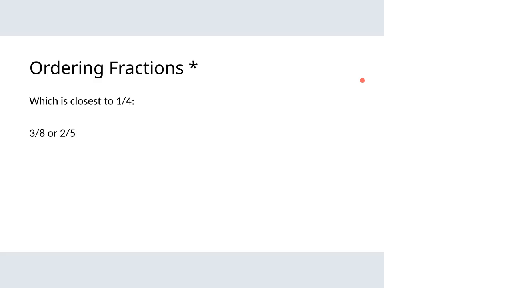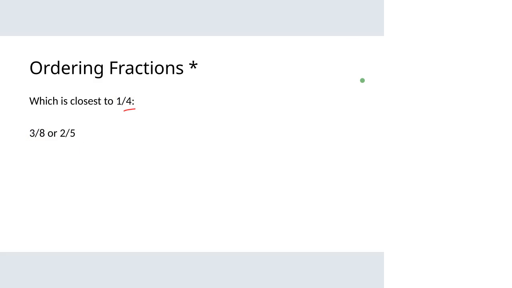All right, let's see what we've got here. So, which is closest to 1/4? The idea here is going to be very similar to what we did with putting them from least to greatest, in that we want to write these with the same denominator. And because we're trying to compare those to 1/4, we want to write all three of these fractions with the same denominator, and then figure out which one's closest to 1/4. So we need a denominator that works for 4, 8, and 5.